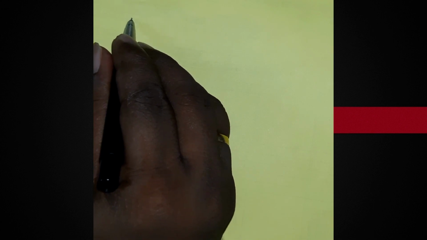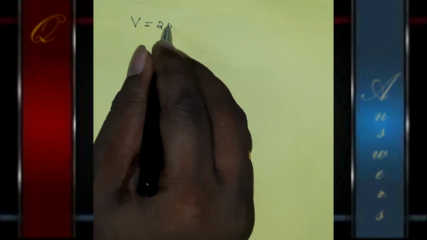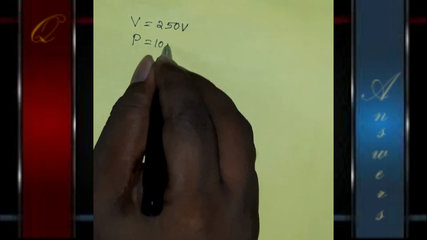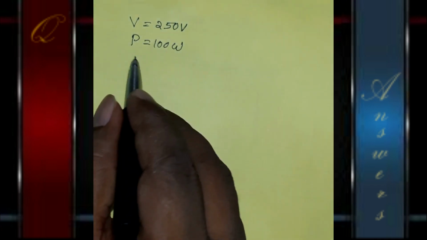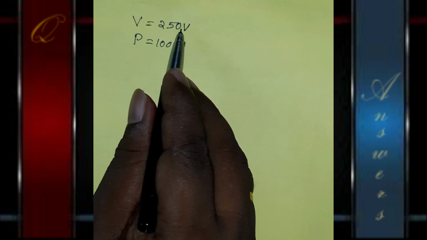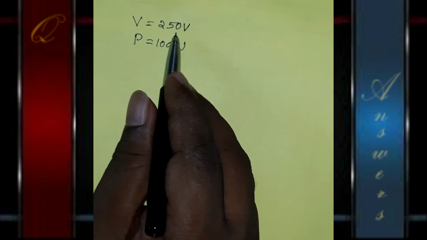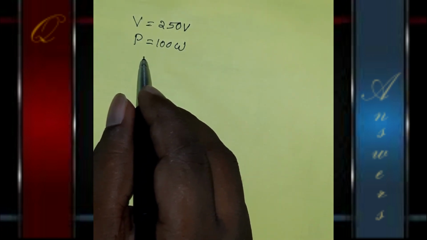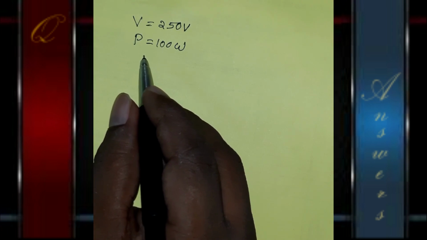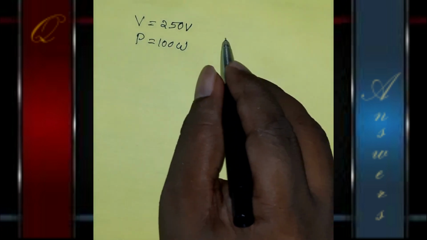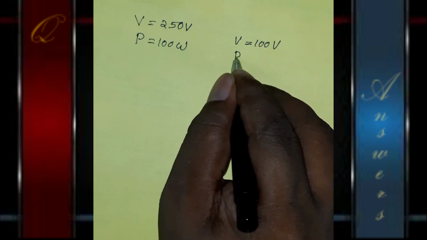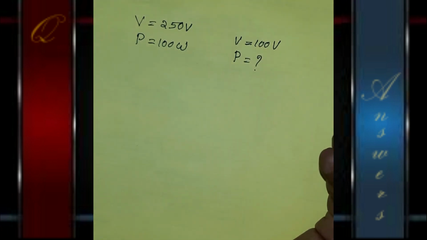You are given a filament lamp. The potential difference is 250 volt. It is given 250 volt and the power is 100 watt. So this lamp is having 100 watt power and 250 volt supply. Then the question is, what is the power of this lamp if it is operated at a 100 volt supply? If you are supplying 100 volt only, then what is the power delivered? That is the question.